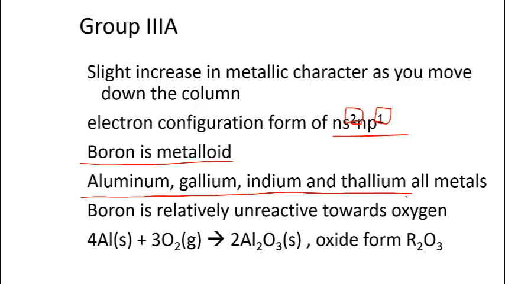Boron is relatively unreactive towards oxygen, but the other metals will react with oxygen. For instance, aluminum will react with oxygen to form aluminum oxide. And the general oxide formula for this group of elements is R2O3, where of course again R can be either aluminum, gallium, indium, or thallium.